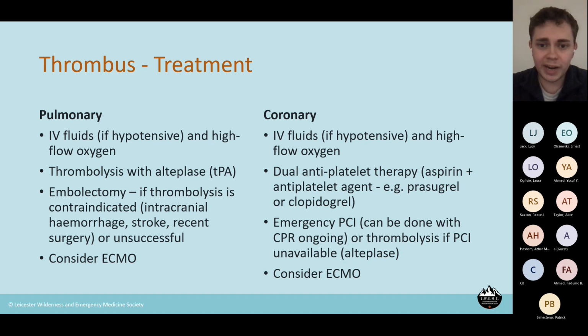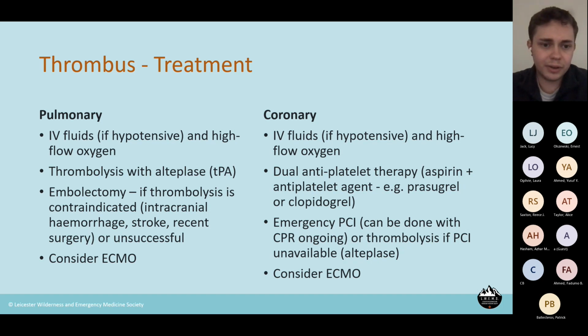So in pulmonary, it's giving the IV fluids, high flow oxygen, that sort of thing, but you want to get rid of that clot through thrombolysis with alteplase, or you can do surgical embolectomy if thrombolysis is contraindicated. So if they've had a recent hemorrhage, stroke, recent surgery, or if thrombolysis was unsuccessful. And you can consider ECMO in patients that are in cardiac arrest to support organ perfusion while the underlying cause is treated.